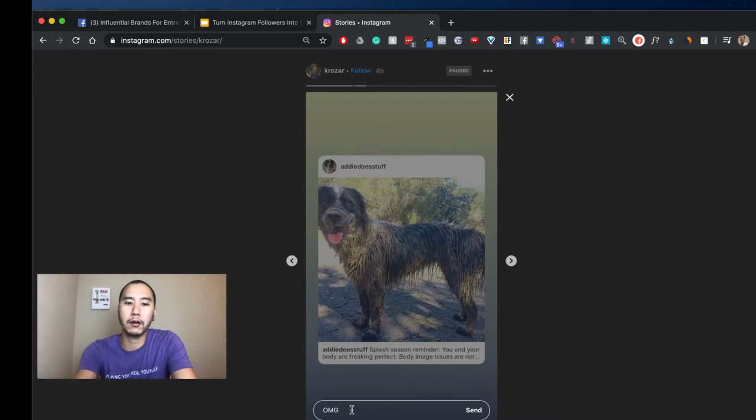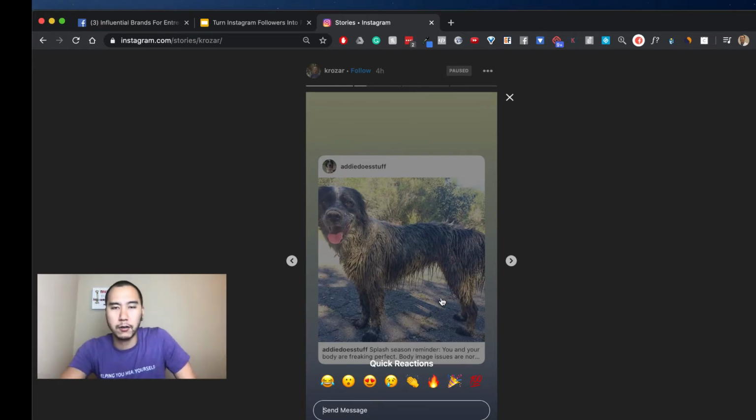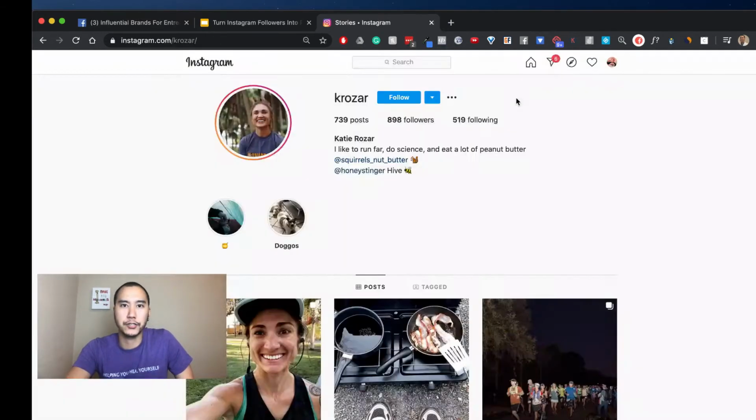Oh my god, cute dog! I can just do that. Hopefully I don't delete that. I can put a heart face. Oh my god, cute dog. It has nothing to do with running. Just creating relationships. Like, what kind of dog is that? I can't tell because it's all wet. Just creating conversations. So that's how I find people.